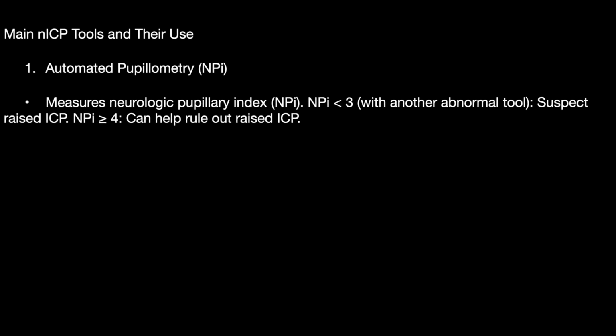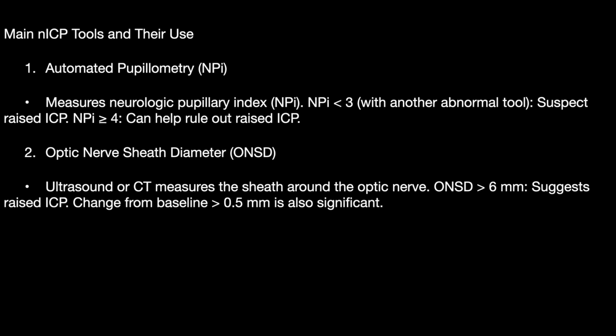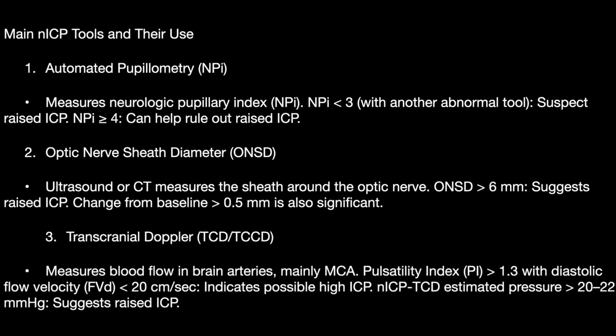So the first one is automated pupillometry, which is measuring neurological pupillary index. If it is less than 3 with another abnormal tool, suspect raised ICP. If the NPI is more than 4, it can help rule out raised ICP. Optic nerve sheath diameter, ultrasound and CT help us, but what we are looking for is the ultrasound one. Optic nerve sheath diameter more than 6 mm suggests a raise in ICP, and any change in baseline more than 0.5 mm is also considered to be significant.